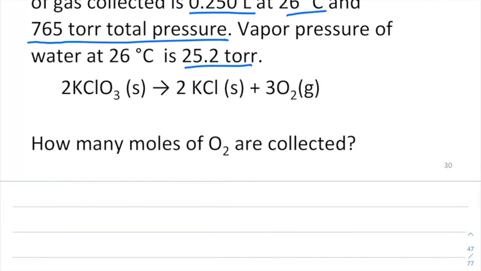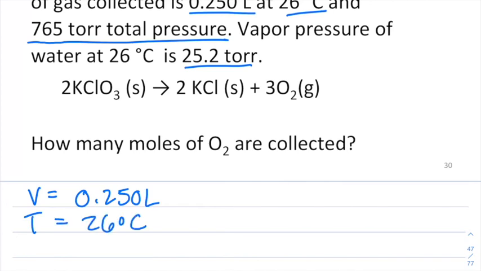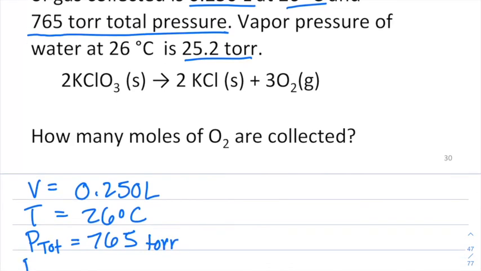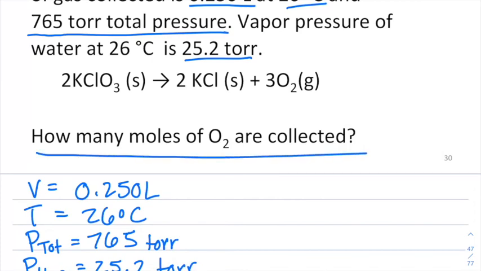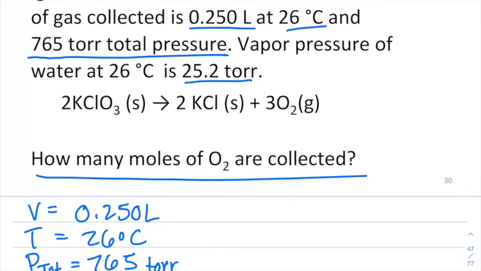All right, so I'm going to bring all the numbers down. So we know that our volume is 0.250 liters. And we know our temperature to be 26 degrees Celsius. And we know our total pressure, P total, is 765 torr. And then what we know is the pressure of water alone is 25.2 torr. And the question that we're asked is how many moles of oxygen are collected. So we're going to work this one together, but any questions before we do about anything here?